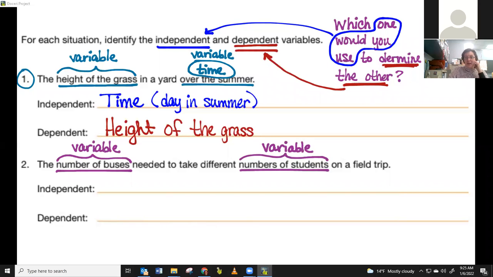All right, I'm going to go ahead and end it. And I am going to share these results with you. I am very pleased. Can you guys see the results? Awesome. Everybody chose dependent variable. Everybody that voted is correct. Number of buses would be our dependent variable. And number of students would be our independent variable.